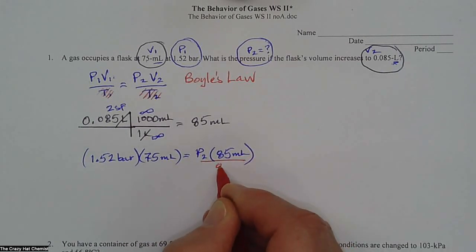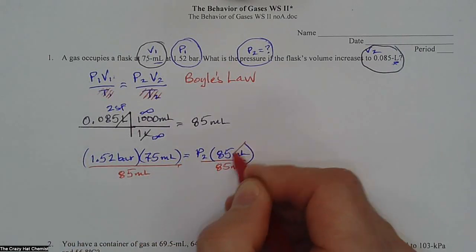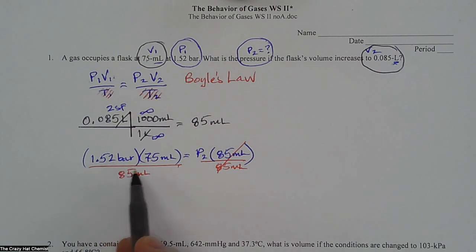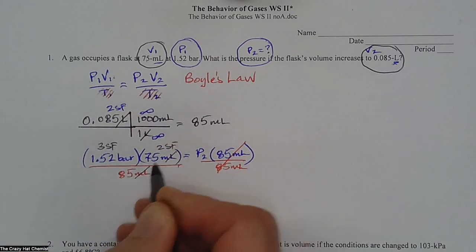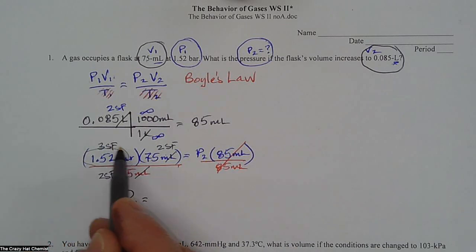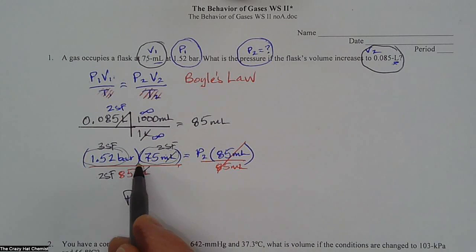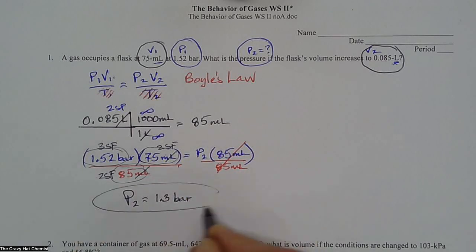So I'm going to divide both sides by 85 milliliters, like this. You should see that this cancels out entirely. This is a multiplication division problem, so I'm looking at significant figures in order to determine my ending significant figures. The milliliters will cancel out. This number has 3 significant figures. This number has 2 significant figures. This number has 2 significant figures. So my ending result of pressure 2 is going to have the fewest number of significant figures of these 3 numbers, which is 2. So the answer here is 1.52 times 75 divided by 85, and that will equal 1.3 bar. And then that is my answer.